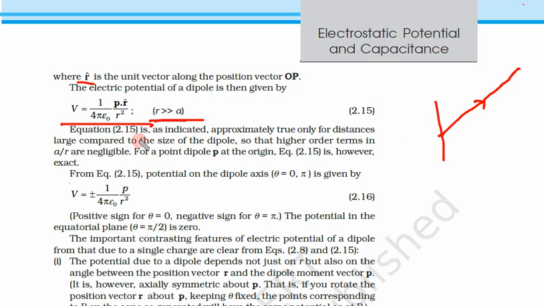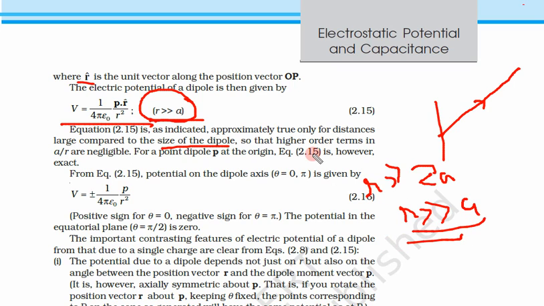Now this equation 2.15 is, as indicated, approximately true for large distances. So this is the condition. This is true only when the distance is large compared to the size of the dipole. The size of the dipole is 2a. This is only true when r is greater than 2a, or r is greater than a. So this is true only then.